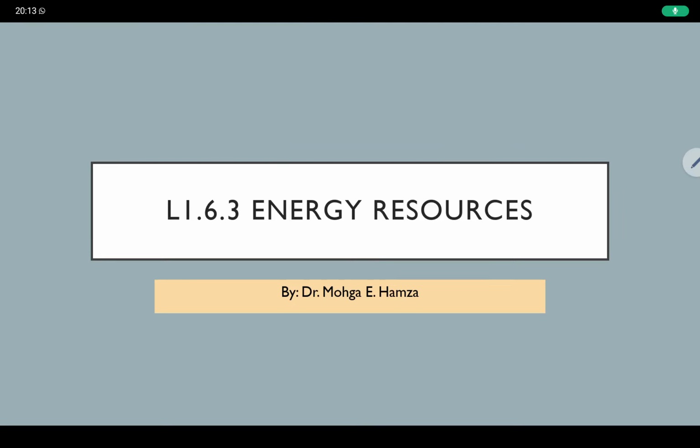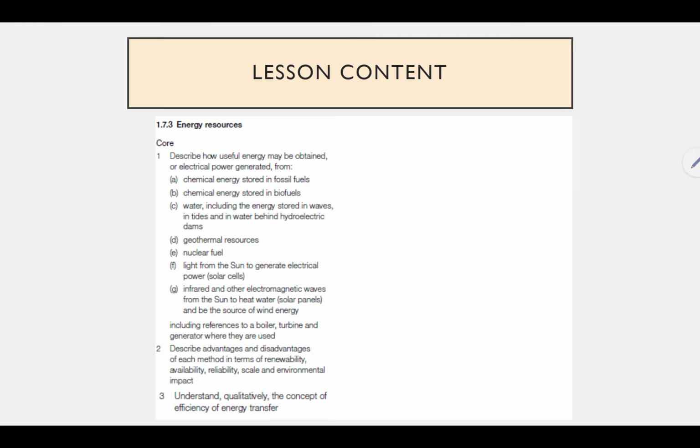This is Dr. Mohaga, and today we'll be talking about energy resources. In this lesson, we're going to talk about how useful energy is obtained from different sources, and we're going to talk about the advantages and disadvantages of each and every one, and understand qualitatively the concept of efficiency of energy transfer.